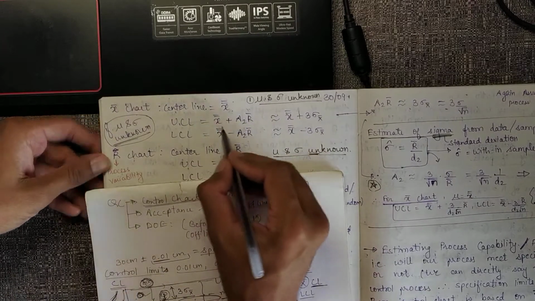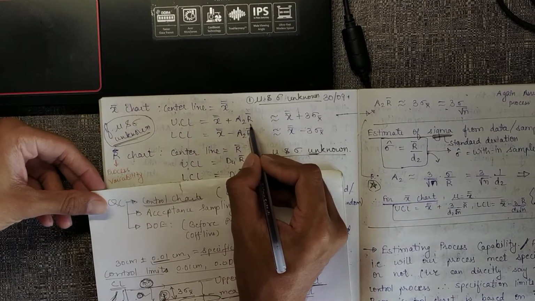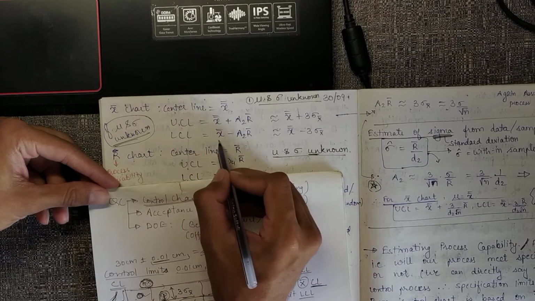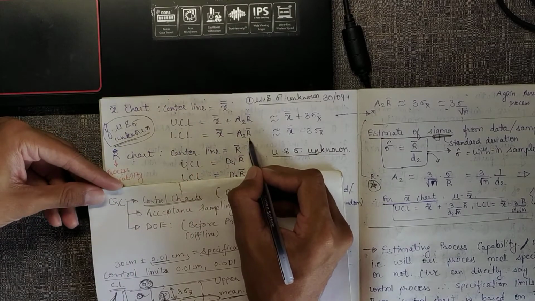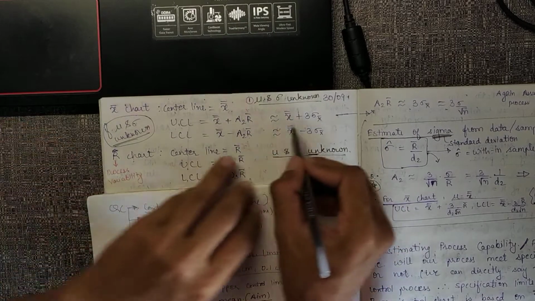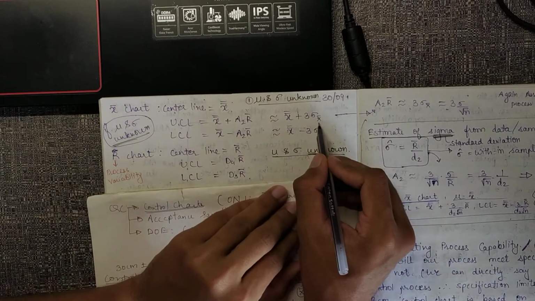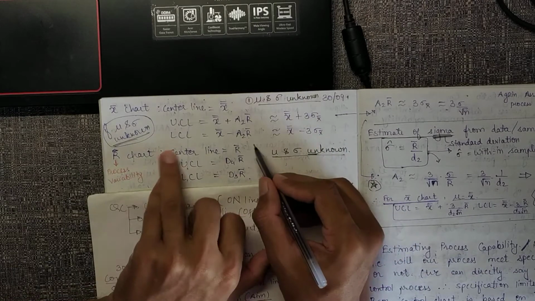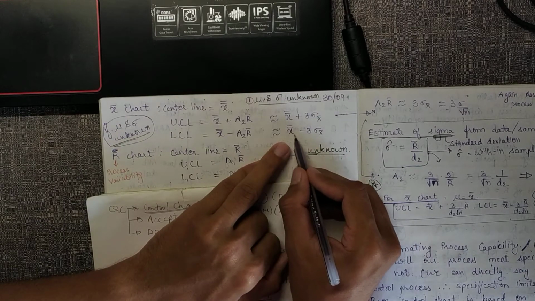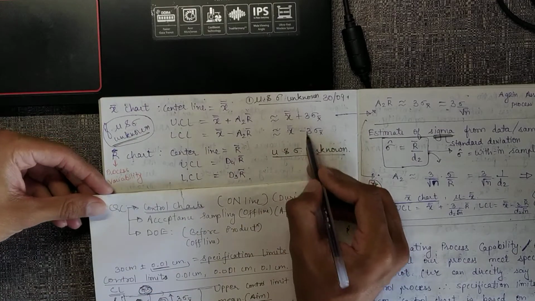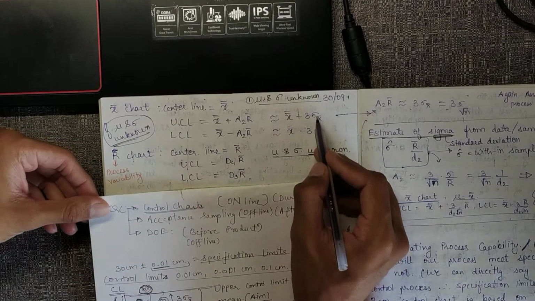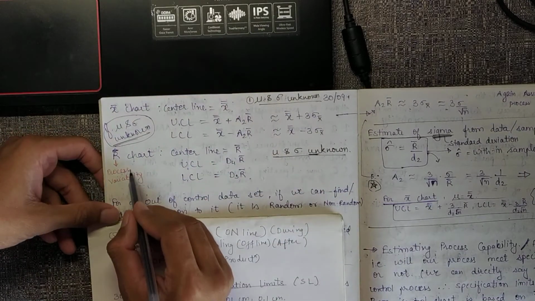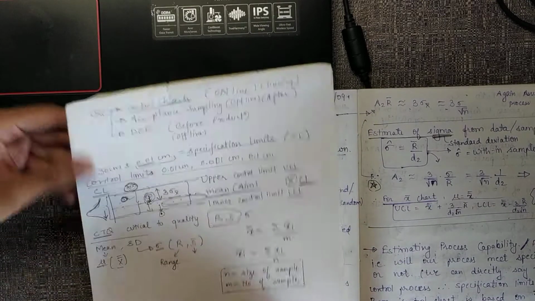The upper control limit will be x double bar plus A2 times R bar, and the lower control limit will be x double bar minus A2 times R bar. This is equivalent to x double bar plus 3 times sigma of x bar, and the lower control limit is the same as x double bar minus 3 times sigma of x bar. So we are moving plus minus 3 times away from the center line, and this R bar value comes similarly from this.